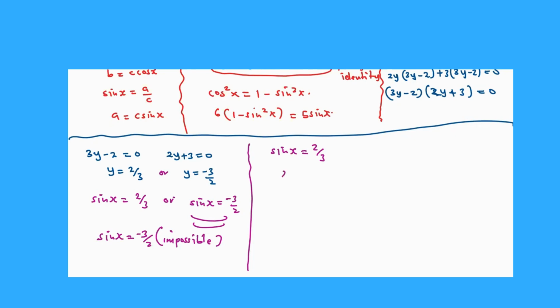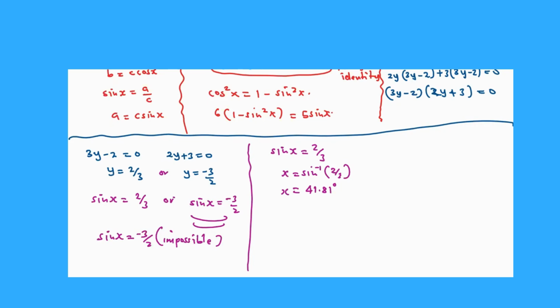So to get x, we just get the sine inverse of 2 over 3. Sine inverse of 2 over 3 is equal to 41.81 degrees. So the first value of x here is 41.81 degrees. And remember, the range is from 0 to 180.